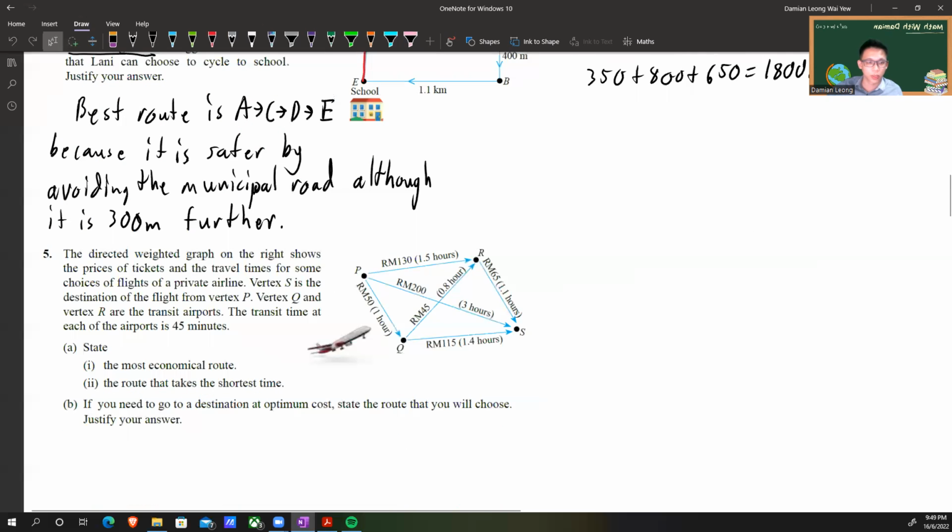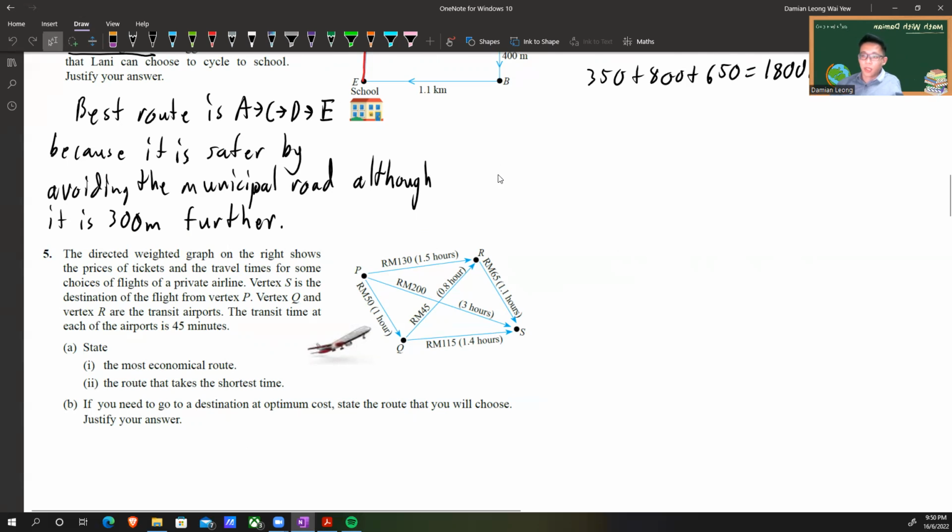Now, let's look at the next one. Question 5. The directed weighted graph here shows the prices of tickets and travel times for some choices of flights of a private airline. So this is directed and also weighted. Vertex S is the destination of the flight from vertex P, vertex Q and R are transit airports. Transit time at each airport is 45 minutes. So part A1, they just want you to state the most economical route. Economical means the cheapest one. So I want to go from P to S basically.